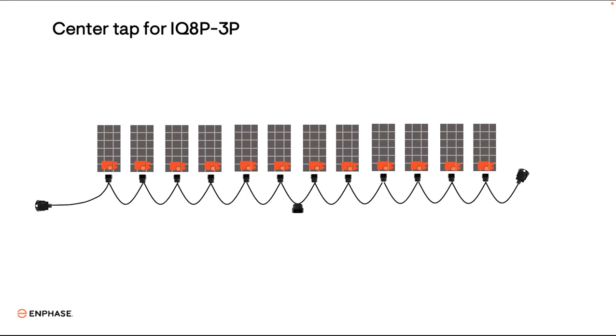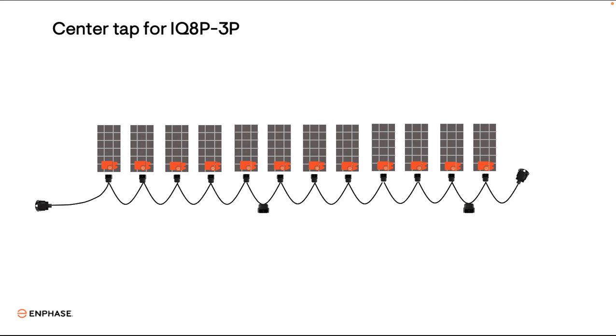Placement of the center tap plug matters. You'll find that the center tap plug's placement will vary depending on the drop that you start with. Here you see a fully loaded branch of 12 IQ8P microinverters. We are starting from drop number 1. The center tap plug lives after every 6th drop, so we can see that when we start from plug number 1, the center tap falls right in the middle of the circuit, between inverters 6 and 7.